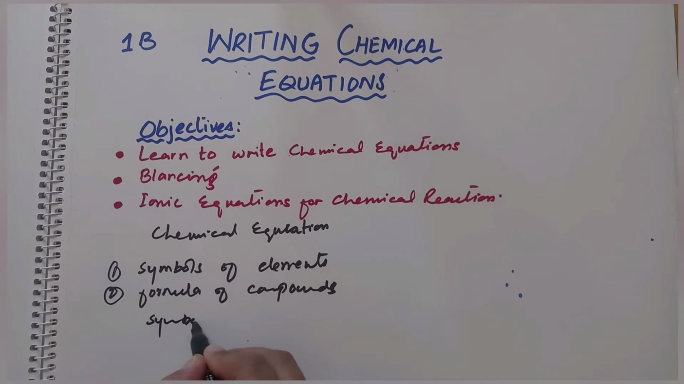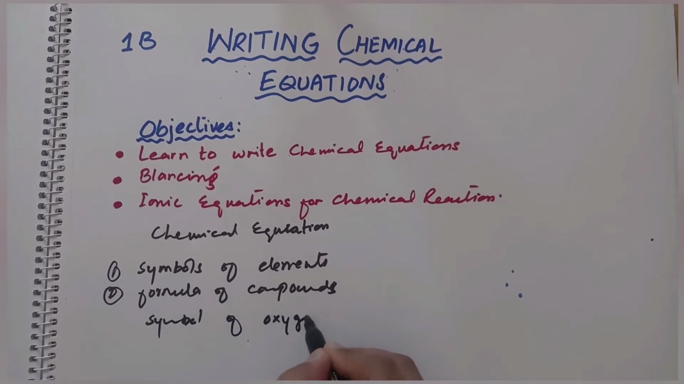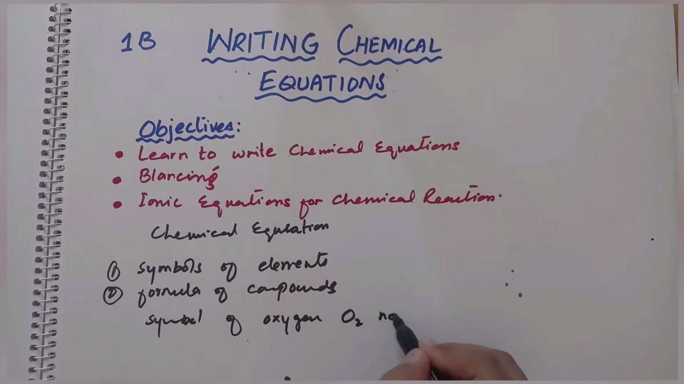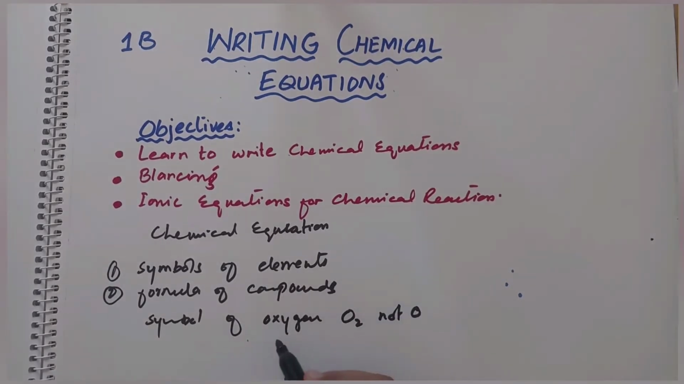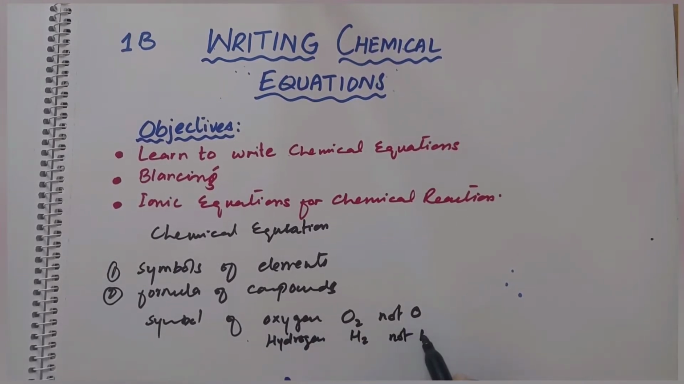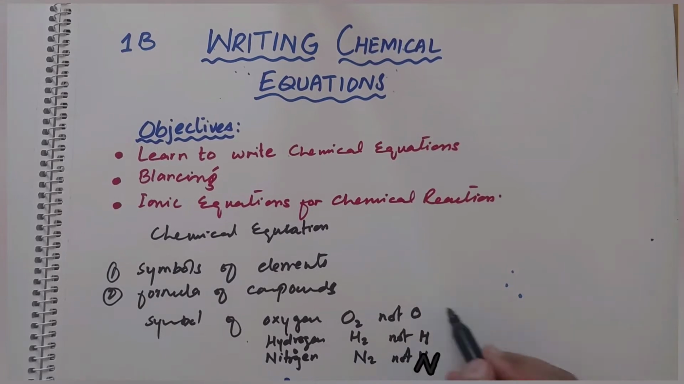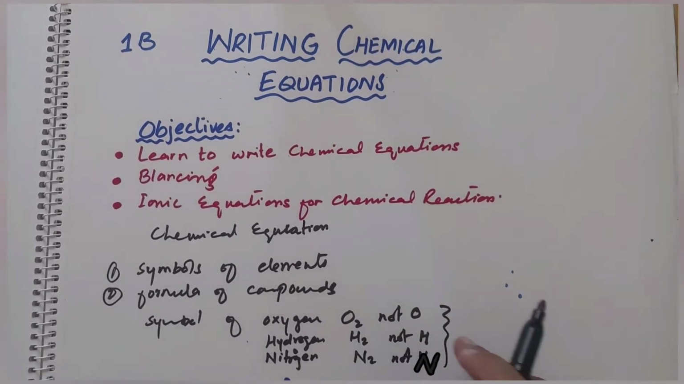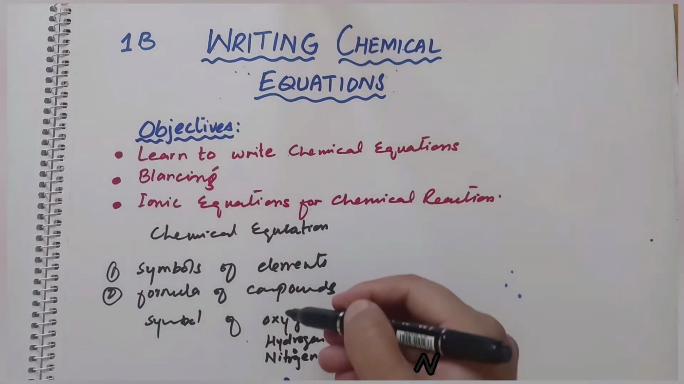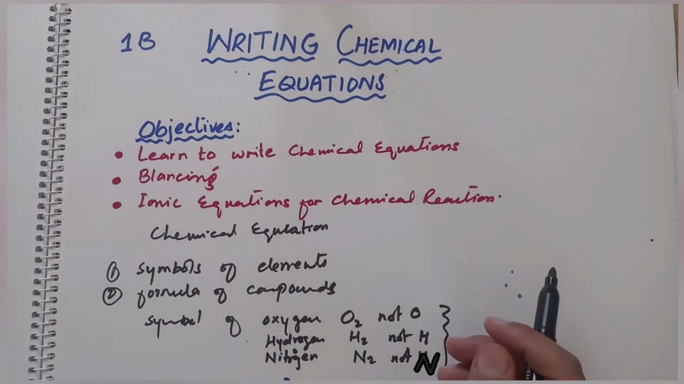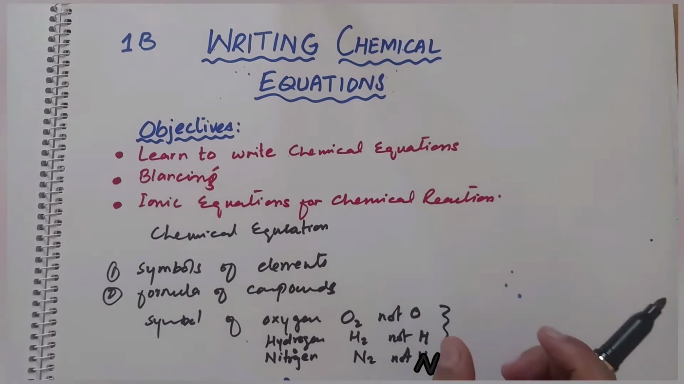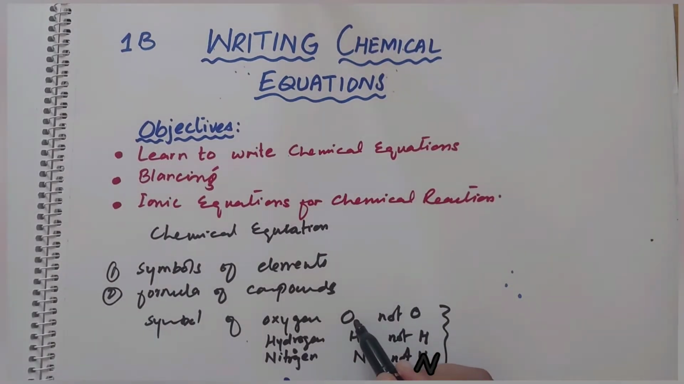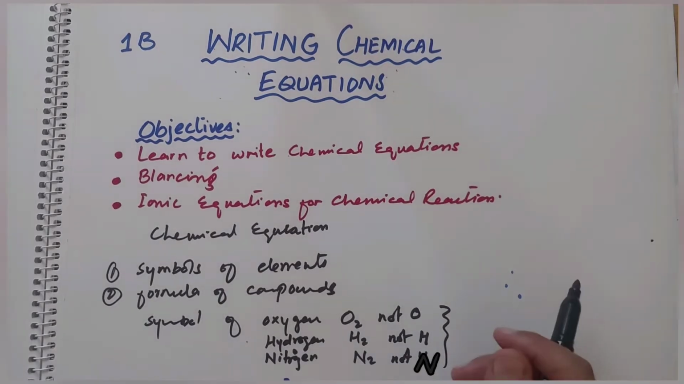the symbol of oxygen, O2, not O. Similarly, the symbol of hydrogen is H2, not H. Same for nitrogen, that is N2, not N. Why are these like that? Because these elements are not present in their free state in atomic form, so they are always present in a molecular state. That's why their symbols will be written as O2, H2, and N2, etc.